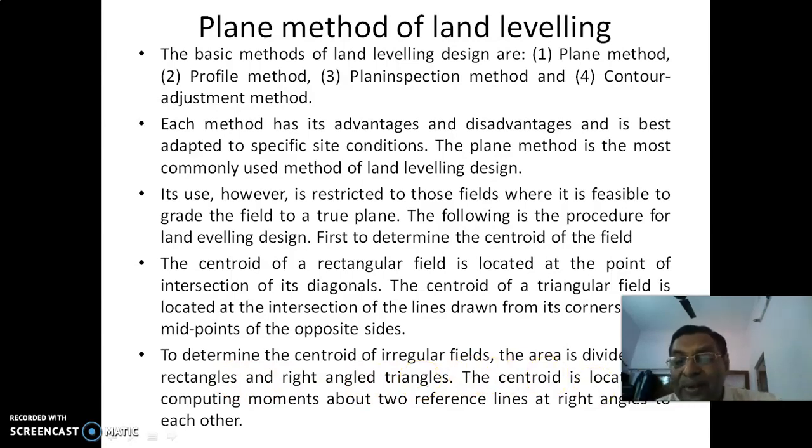The centroid is located by computing moments about two reference lines at right angles to each other. We will see practically how this is done with an example. First, the field has to be divided into various rectangles and triangular pieces, and then the centroid is located by computing moments about two reference lines at right angles to each other. Let us see how this is done.